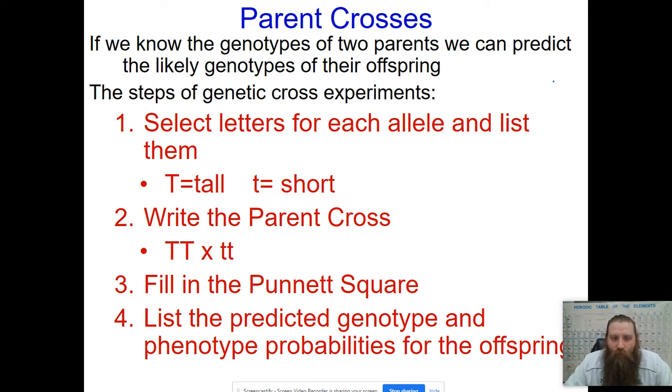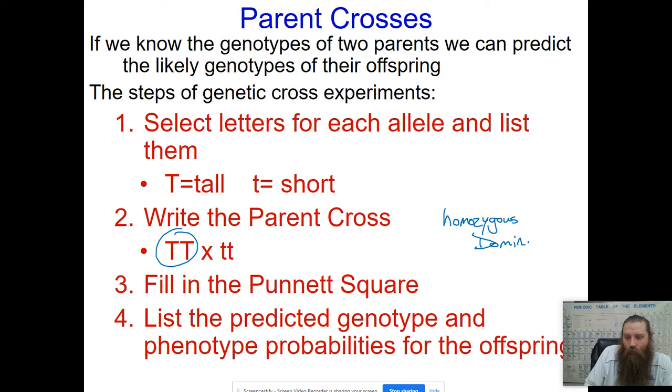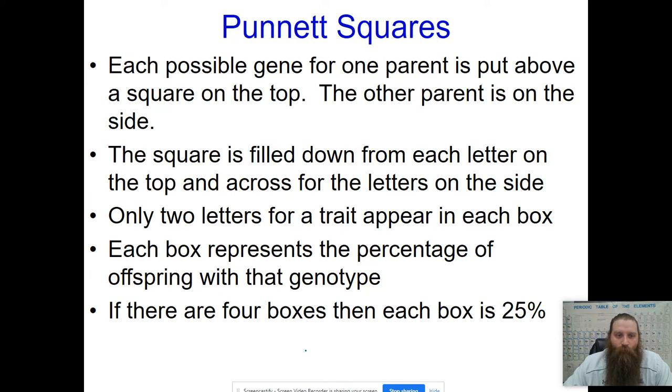We're going to use big T for tall, little t for short, and we're going to cross a homozygous dominant for tall genes with a homozygous recessive. We're going to put them in our Punnett square and we're going to predict the genotypes and the phenotypes for the kids, for the offspring. Now, each possible gene for the parent goes above one of the squares on the top. So you guys have, I hope, seen a Punnett square before. It's going to look something like this.